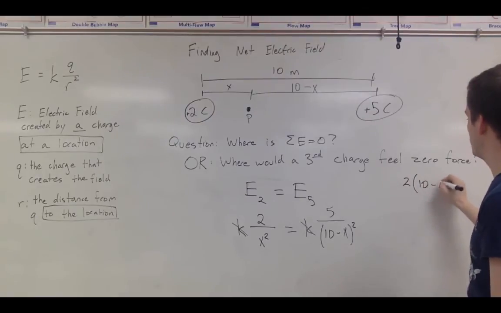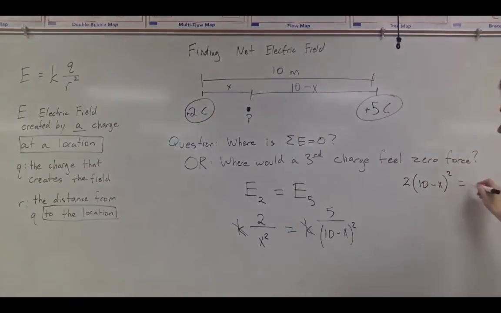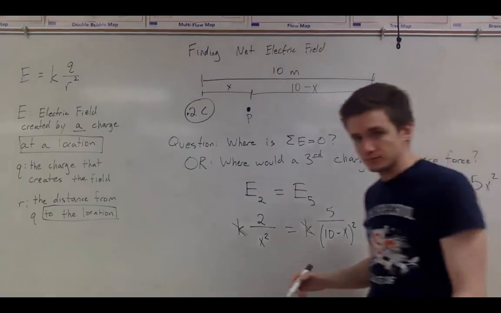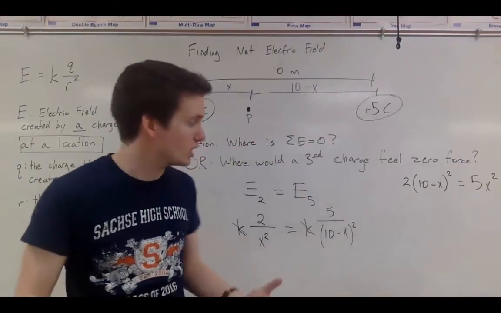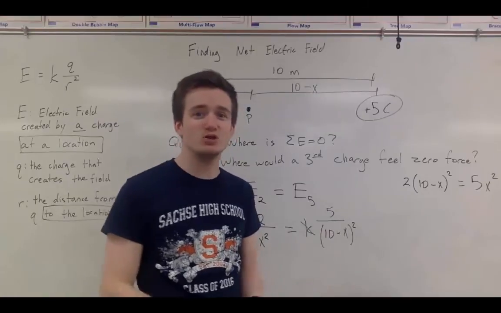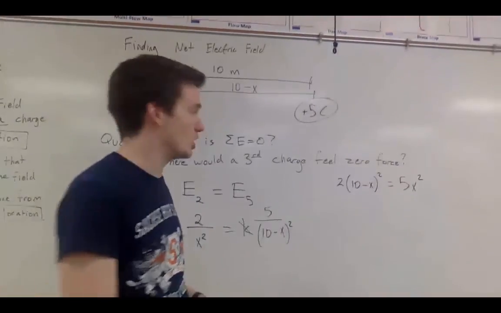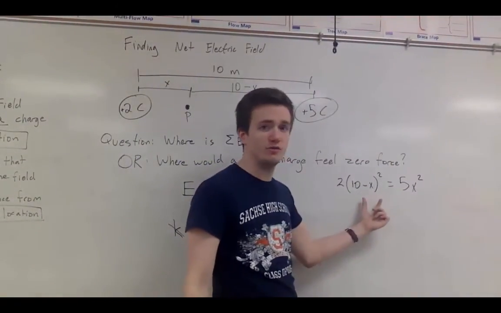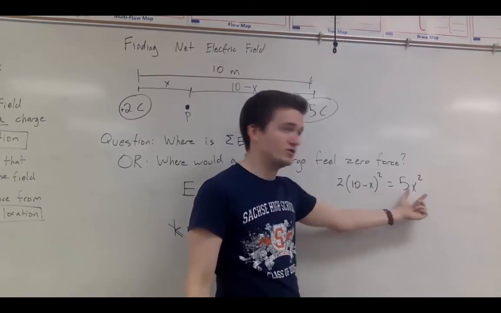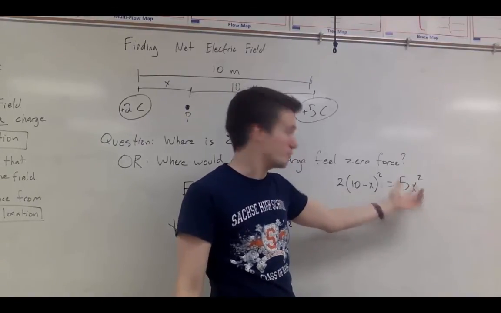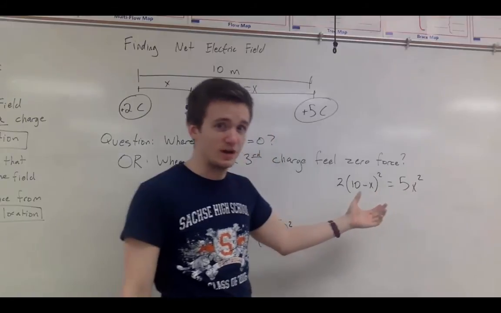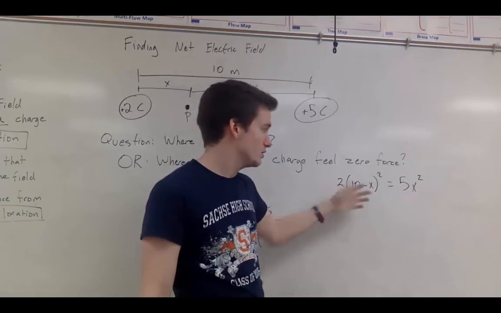2 times 10 minus x squared equals 5x squared. Now, from here, this is algebra that you should feel comfortable with. It's not the nicest algebra in the world, but it is definitely solvable. This we can solve with FOILing. This is just 5x squared. You can rearrange, might have to do a little bit of a quadratic equation to solve it, that's fine. But we just have to solve.